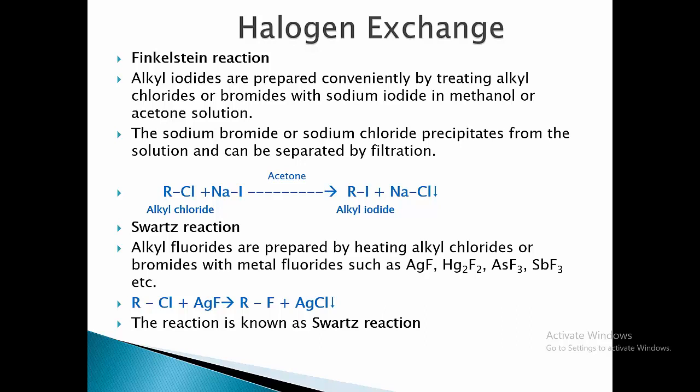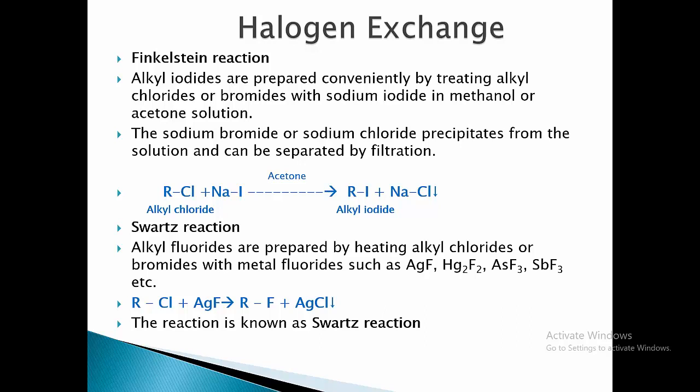Now, the next method we are going to see is the halogen exchange method. There are two types of halogen exchange method. First is the Finkelstein reaction and second is the Swarts reaction. First we are going to see the Finkelstein reaction. In this reaction, when alkyl halide is treated with sodium iodide, formation of alkyl iodide takes place. That is, here only the exchange of halogen atom in the alkyl halide takes place.